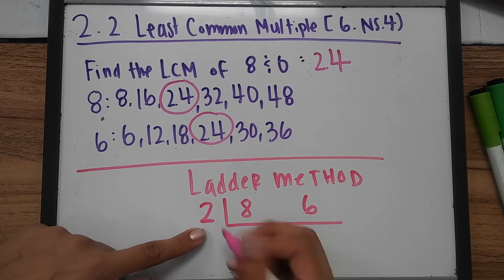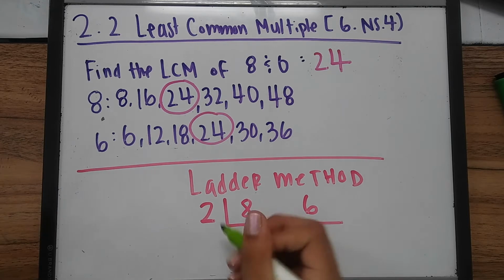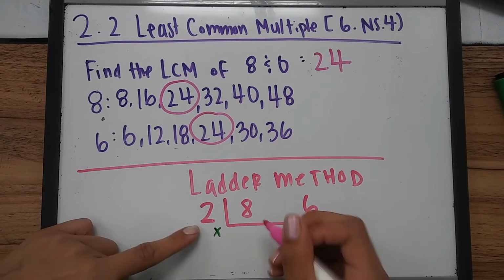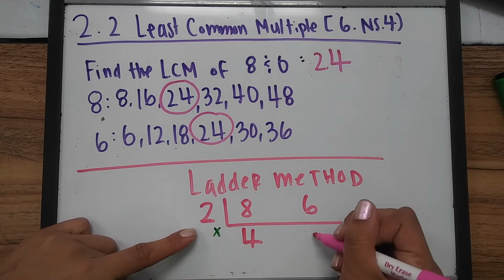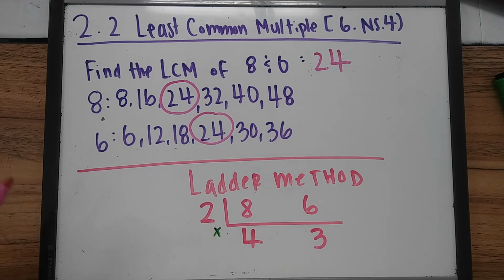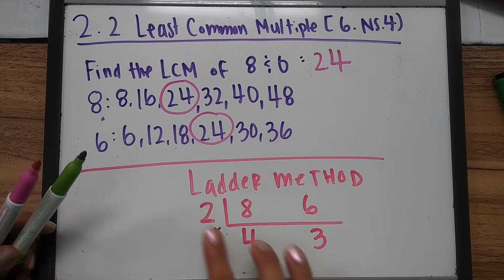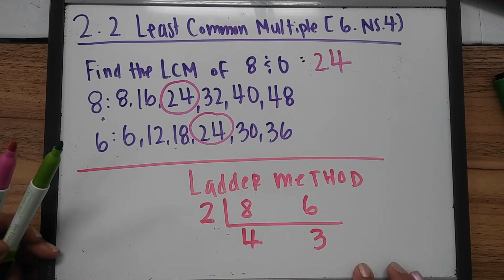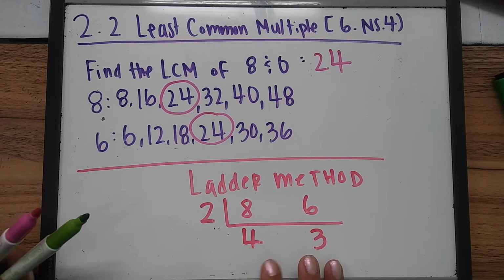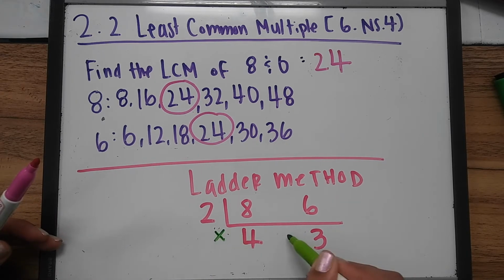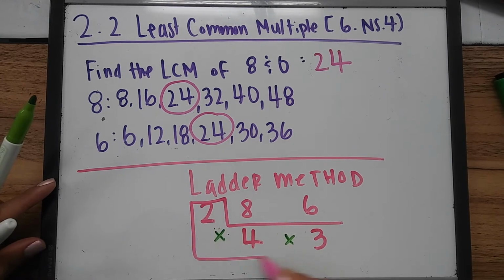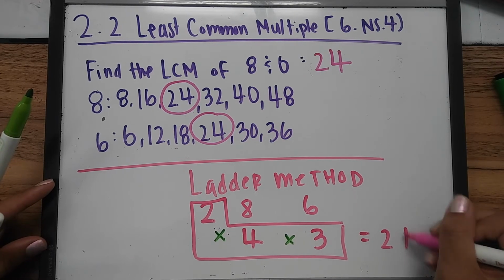Okay, so then I'm going to say 2 times, right here is going to be my times. 2 times what gives me 8? 4. And 2 times what gives me 6? That will be a 3. Then I'm going to keep going if I'm able to. I'll continue if they have a common factor, but because 4 and 3 do not have a common factor except 1, I'm going to stop right there. Then I'm going to multiply those 3 factors together. So I have 2 times 4 is 8, and 8 times 3 is 24. So that's how I find it.